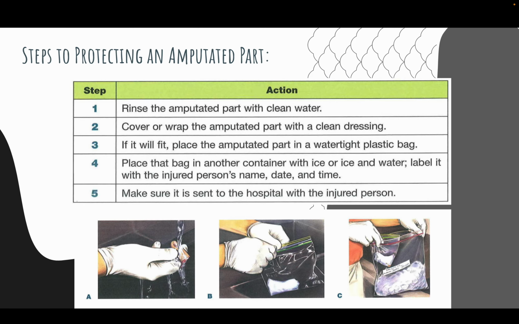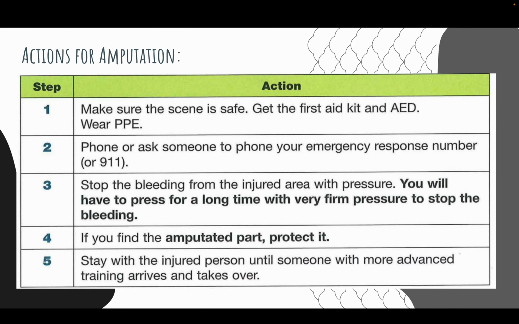To protect an amputated part, rinse it in clean water, and cover or wrap it with a clean dressing if it can fit. Place the amputated part in a watertight plastic bag. Place the bag in another container with ice and water. Label it with the injured person's name, date, and time. Make sure it is sent to the hospital with the injured person.